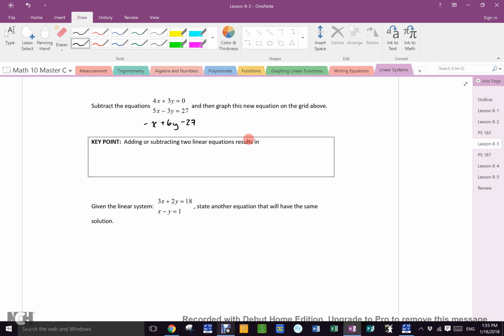I was able to, it results in a third equation which has eliminated one of our variables.